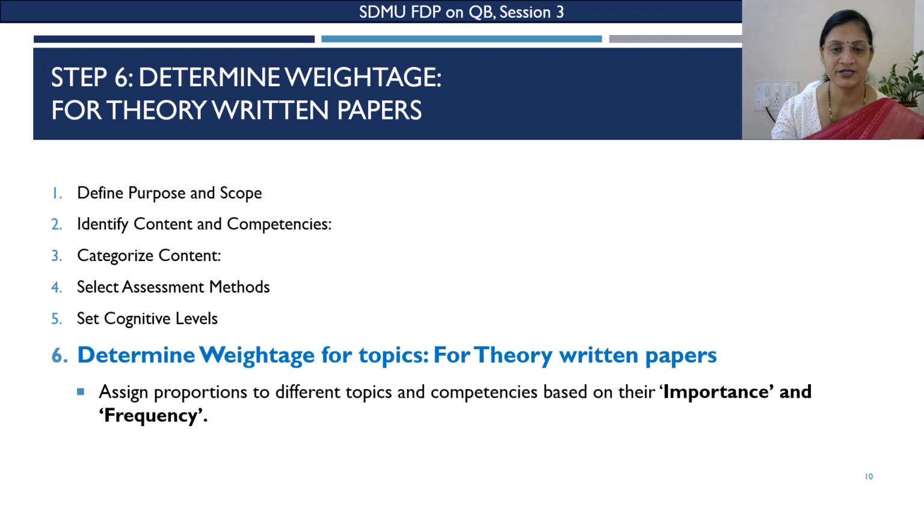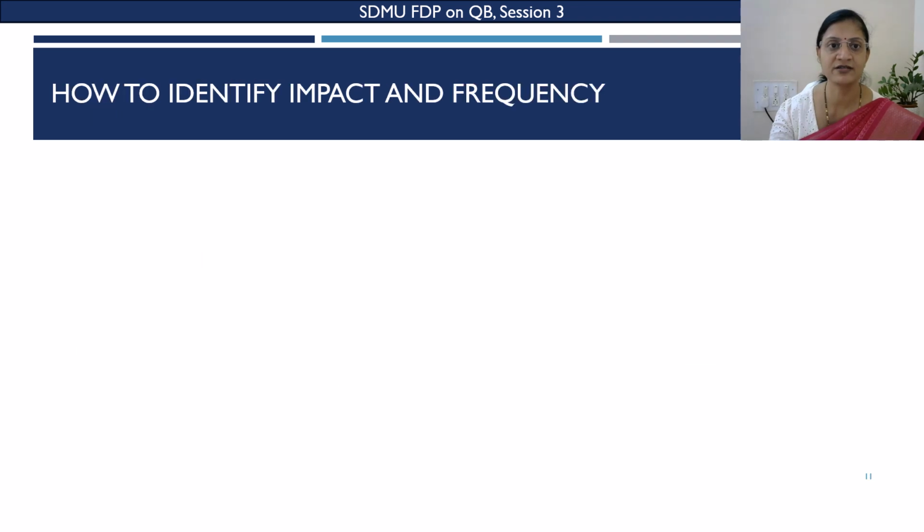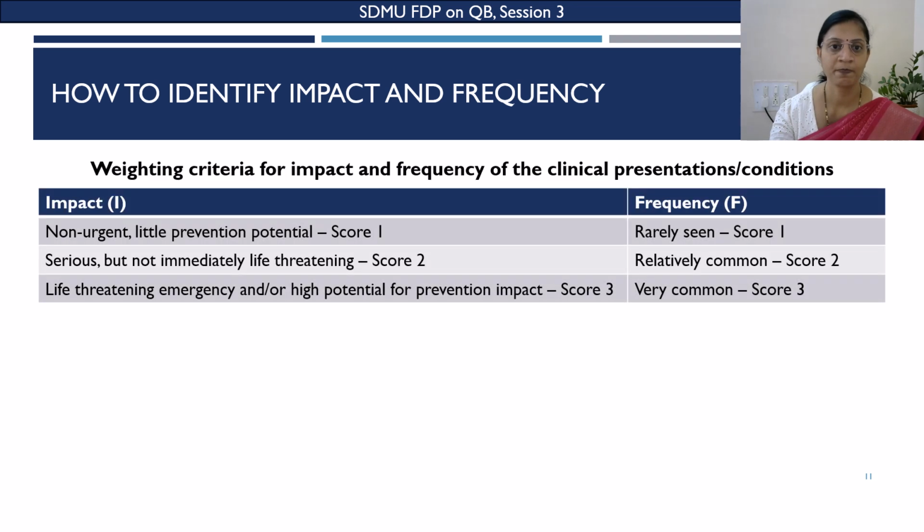The final step is to determine weightage for topics. This is the one which is important for written theory papers. For this, we have to assign proportions to different topics and competencies based on their importance and frequency. What is this importance and frequency? We'll try to understand how we have to allocate impact and frequency for our own subjects.